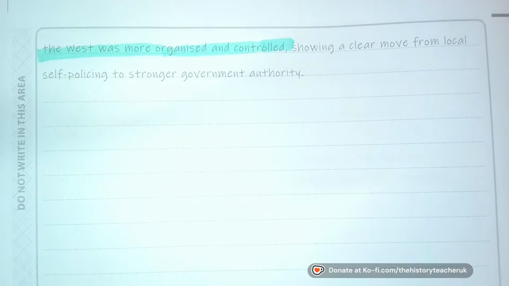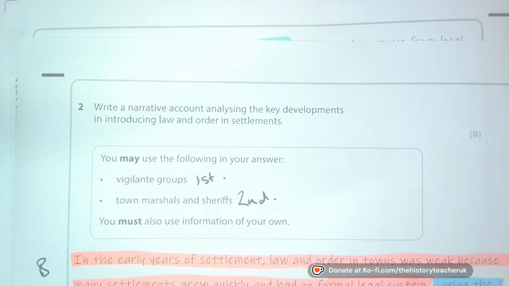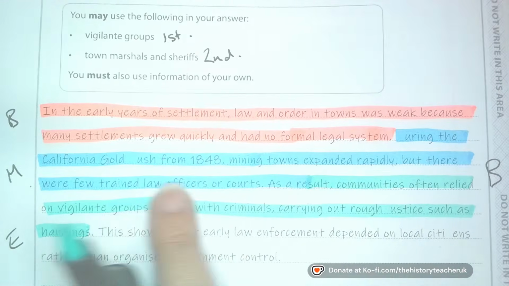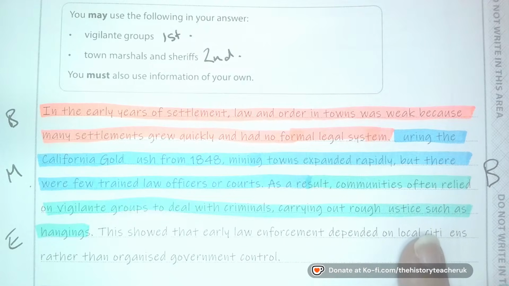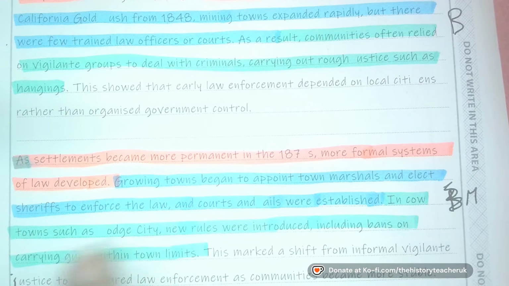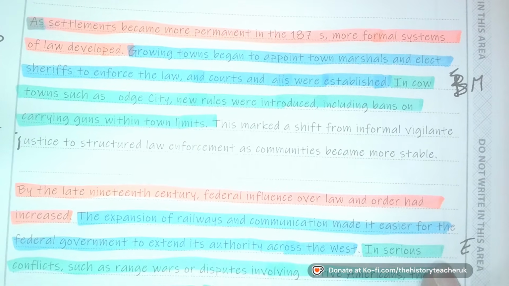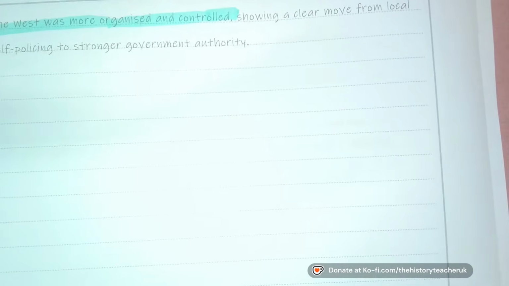So we've told a clear story. We've gone from there being very little organised town legal systems, them very much using vigilante groups to deal with crime and handing out rough justice, through the town marshals and larger cities handing out new rules, right through to federal organised law enforcement. So all we've done there, it's not complicated. We're just telling a clear story with links between each event.